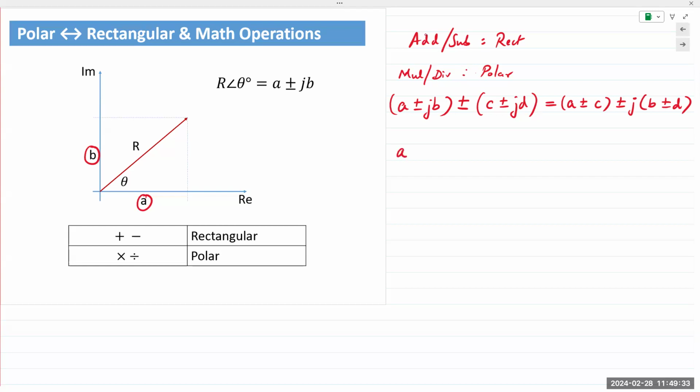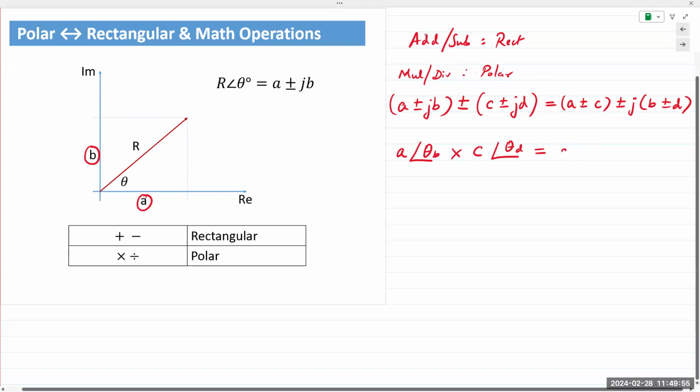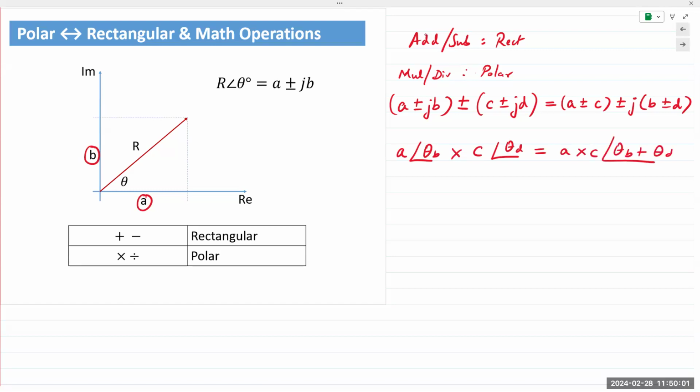If I was trying to perform multiplication, let's say a number A with phase angle theta B, multiplied with C with phase angle theta D, magnitudes get multiplied, so it becomes A times C, and phase angles are summed up, theta B plus theta D. How many of you are familiar with this? No one? Okay. Some of it at least.